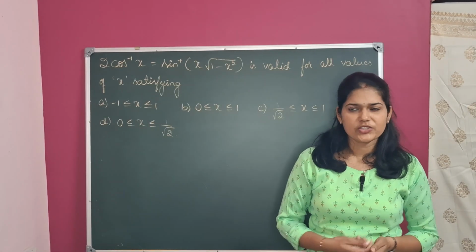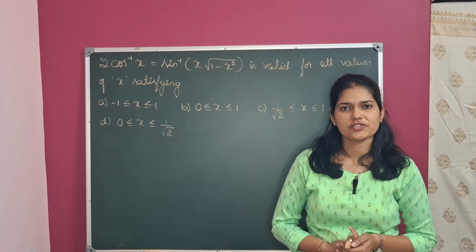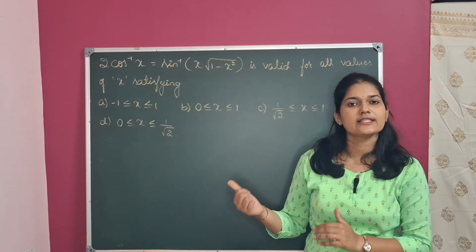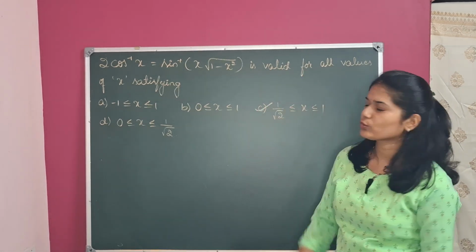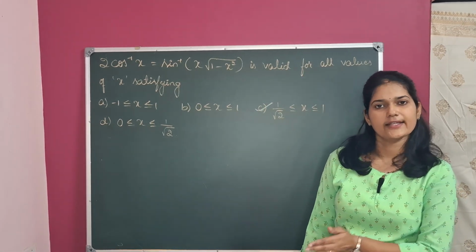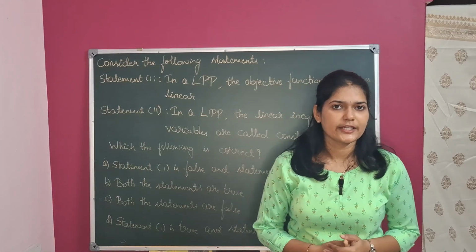So this is a direct question. They have given one of the properties of inverse trigonometric functions, and we know that this property is satisfied only when 1 by root 2 is less than or equal to x and x is less than or equal to 1. That is option C.